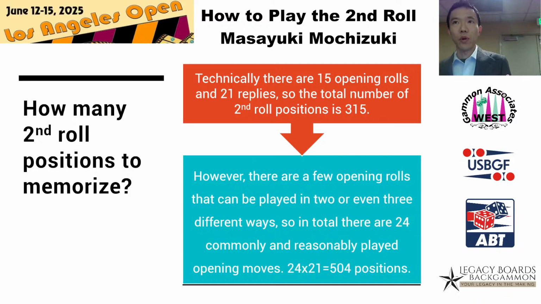So as I spoke, there are 504 different second roll positions, because there are 24 ways to play the opening roll and 21 different rolls as a second roll. So 24 times 21 is 504 different positions.